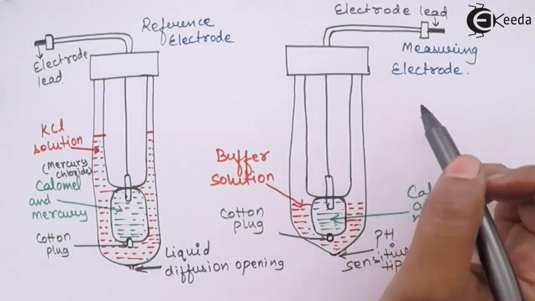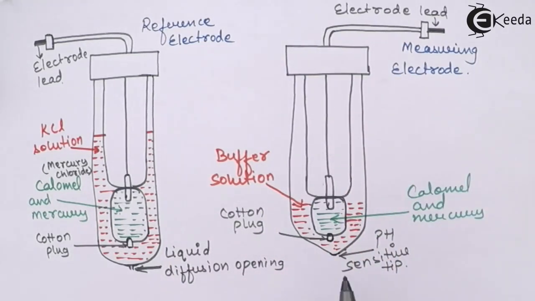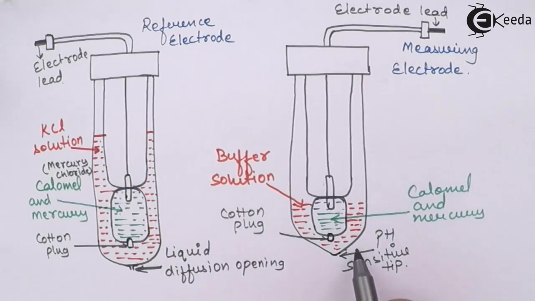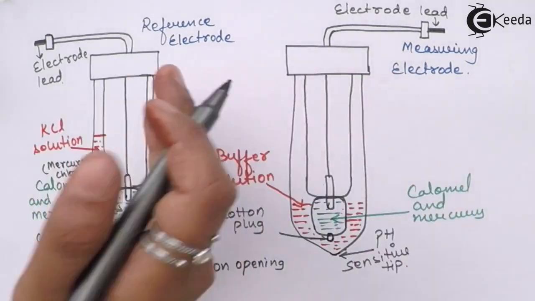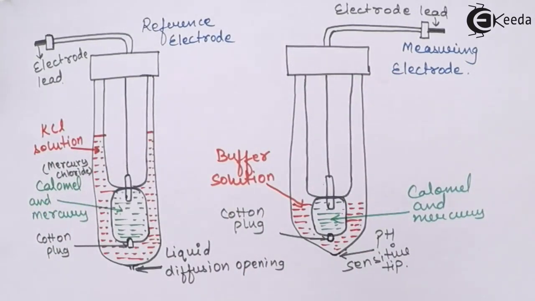Whereas in this measuring electrode, the bottom tip is closed, okay, and this tip acts as the pH sensitive tip. So when this measuring electrode is immersed in the solution whose pH we want to measure, the buffer solution and that solution, because the buffer also has a constant pH value, and the liquid whose pH we want to measure, when they come in contact with each other, then a voltage will be generated, and that voltage can be measured with the help of this electrode and with the help of the voltmeter.